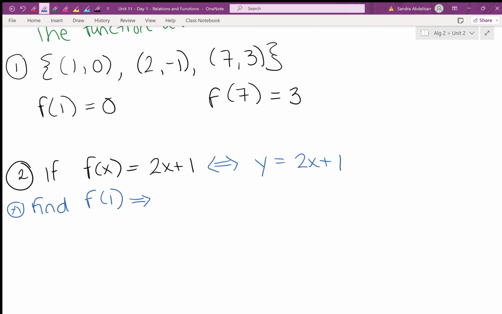Okay, so here we're going to have 2 times 1 plus 1. So we're going to have 2 plus 1 is 3. So what does this tell us? When x is 1, y is 3.